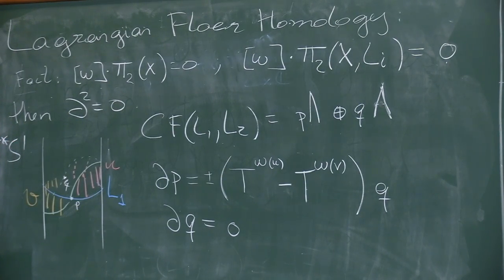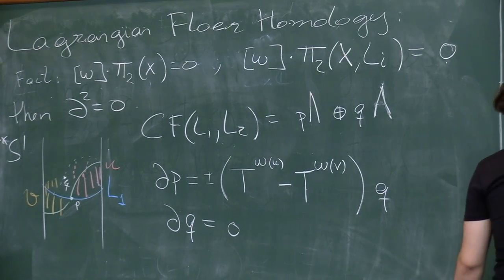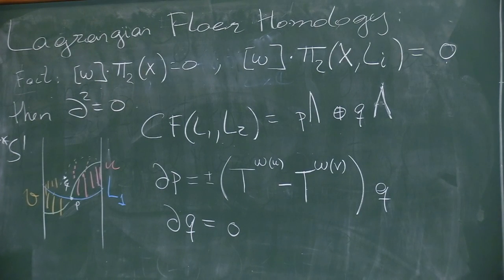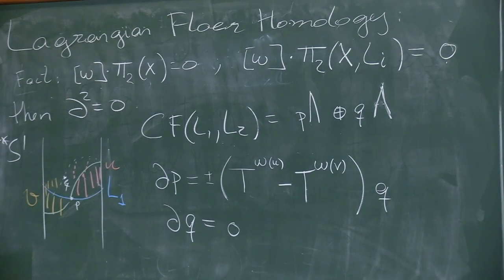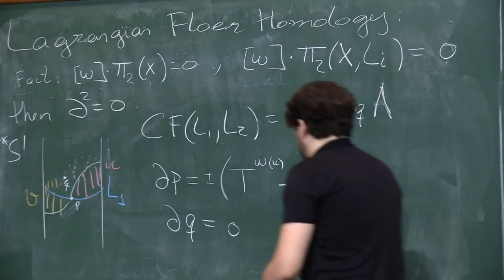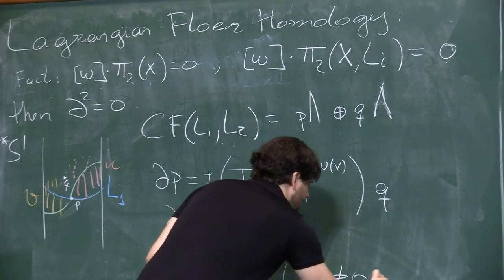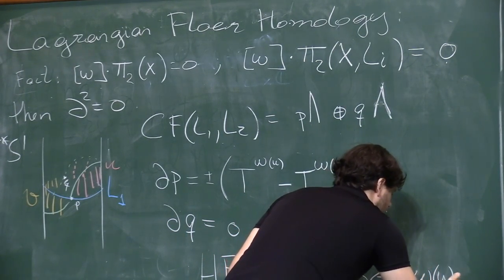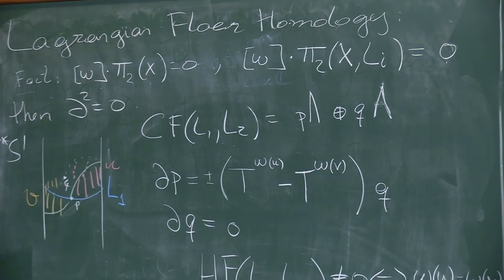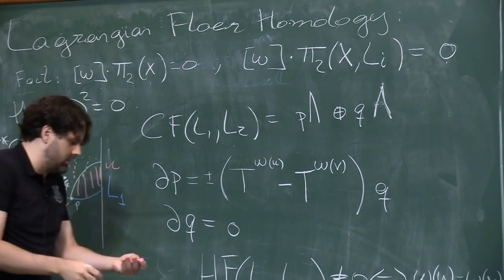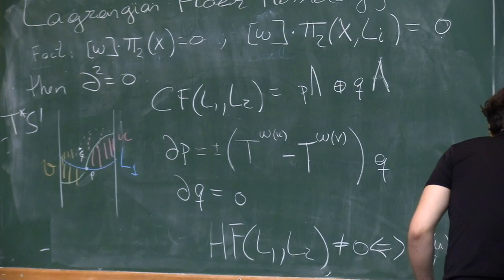Okay. So then, what Floer theory is telling us in this case is that this differential is equal to zero, or you have a non-zero Floer homology, if and only if these strips have the same area. Moreover, in this specific example, these strips will have the same area, I'm going to put in parentheses, if and only if L1 is actually Hamiltonian isotopic.